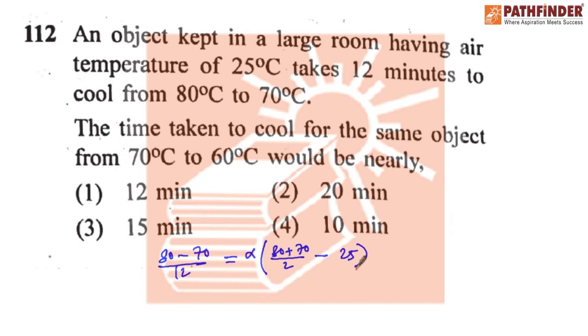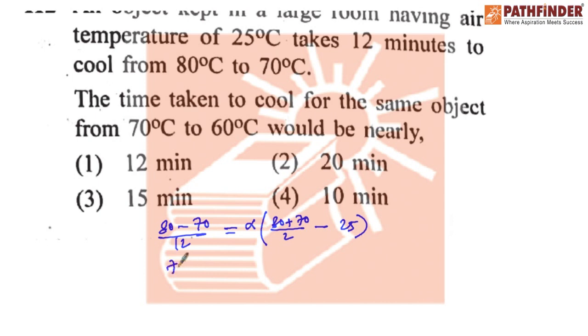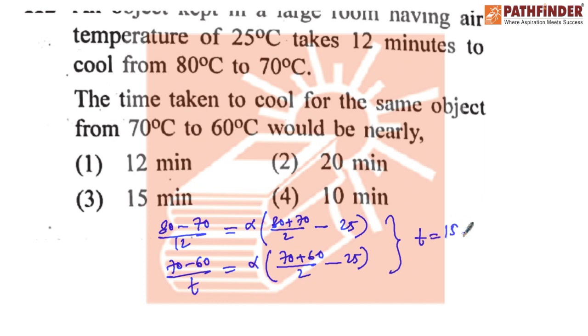Now the second one, now it cools from 70 to 60. 70 minus 60 divided by the time we have to determine, let's say the time is t, is equal to alpha times the average temperature, 70 plus 60 divided by 2, minus the ambient temperature 25. Now simply divide these two equations. You can determine what is t. Alpha will cancel out and you will get t is equal to 15 minutes. So from this solution we can get that our option number 3 is the correct one. We are going to the next one.